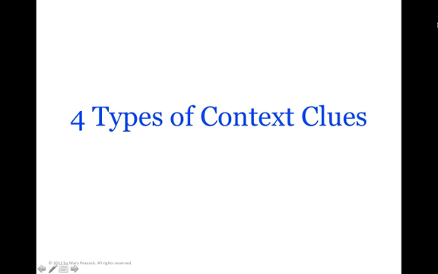4 types of context clues. Figuring out the meanings of unfamiliar words by looking at the words around them or at the passage in general is called using context clues. Context means the environment that something occurs in. If you noticed, I just defined context for you. Okay? Often, we can get a general sense of the meaning of a word by understanding what's around it.